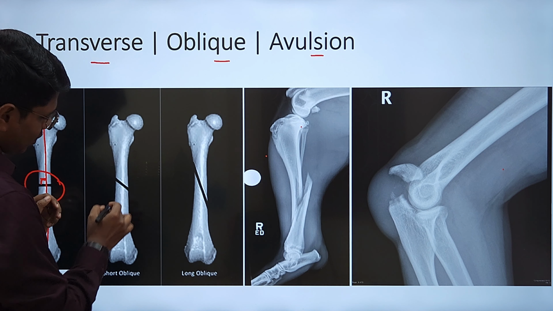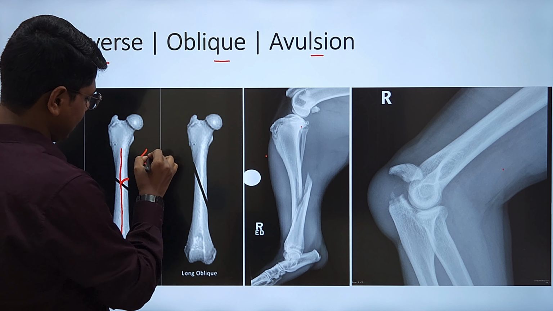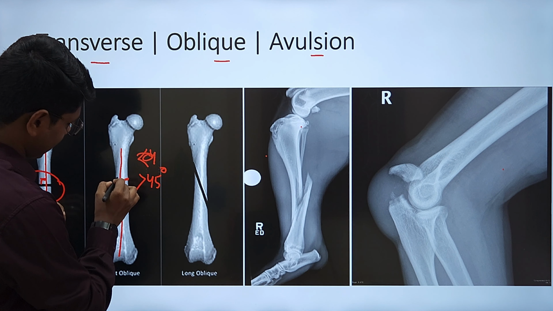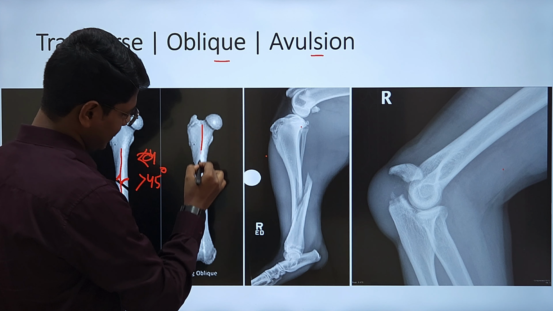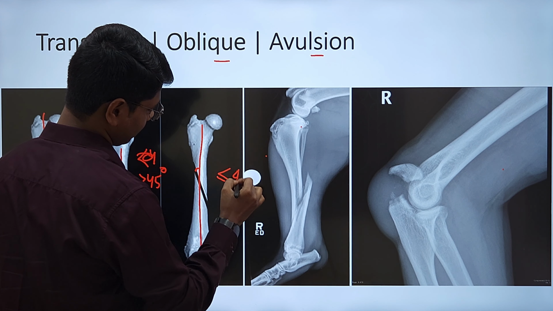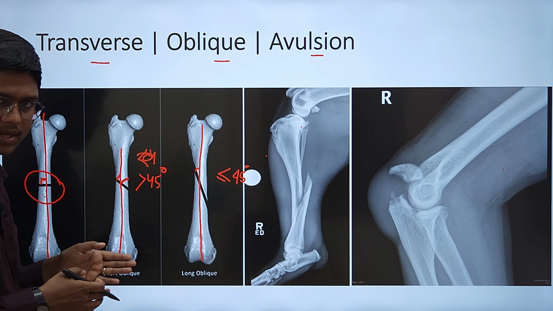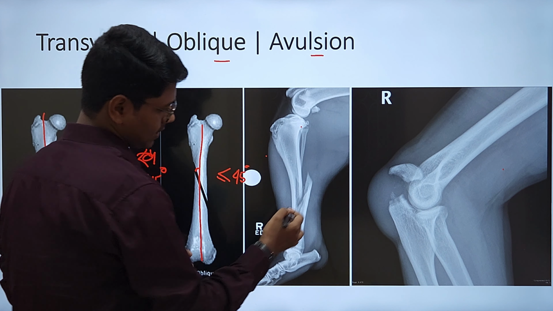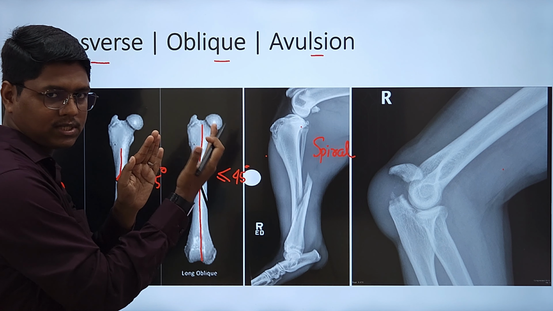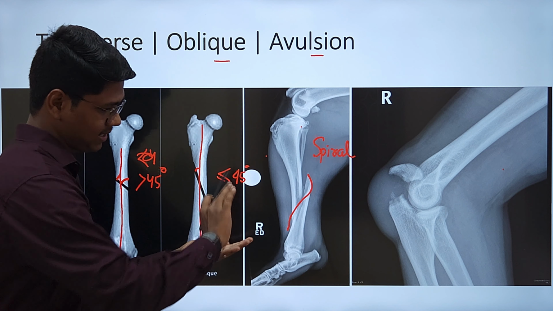Next is short oblique. This is short oblique. This particular angle is more than 45 degrees. Okay, this is long oblique. You can see this angle. This particular angle is less than or equal to 45 degrees. This is long oblique. Both are oblique fractures, short oblique and long oblique. Another type of oblique fracture is spiral fracture, when the fracture line revolves or rotates around the axis. You can see here it goes like this. This is a spiral fracture.